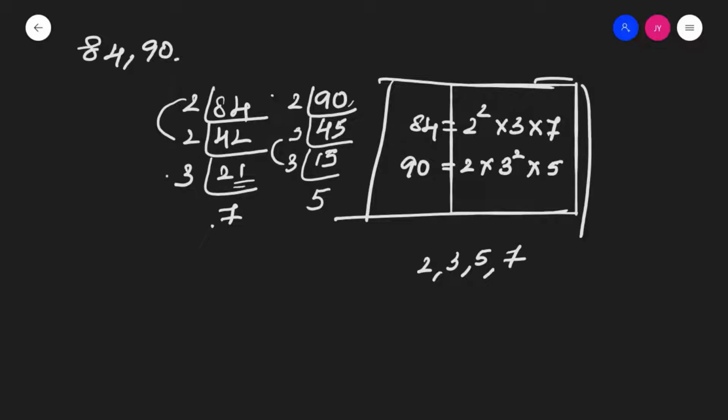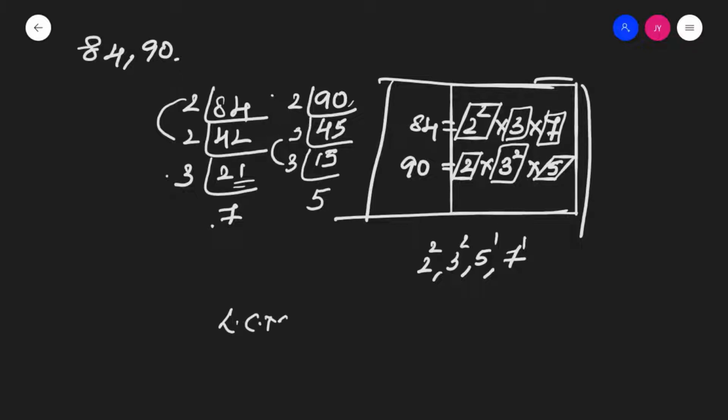What is the highest power of 2 here? We can see the highest power of 2 is 2 square. So 2 power 2 is greater than 2 power 1. So 2 square. How many 3's we have here? So one 3 here and another one here. What is the highest power of 3? 2. And we have only one 5 and the power of 5 is 1. Next we have only one 7 and the power of 7 is 1.